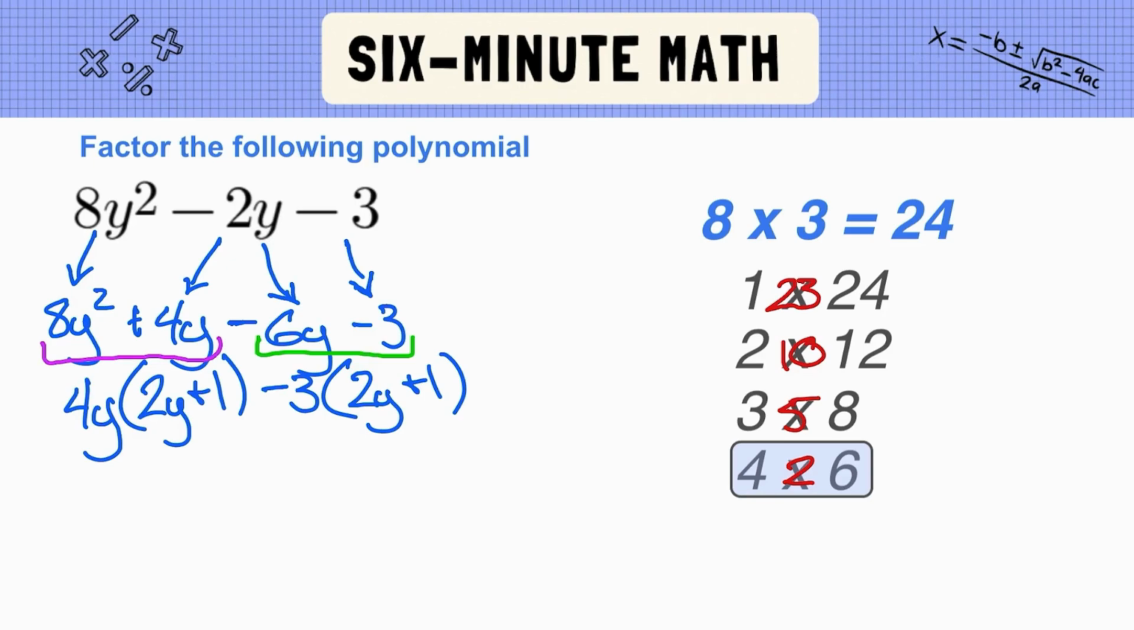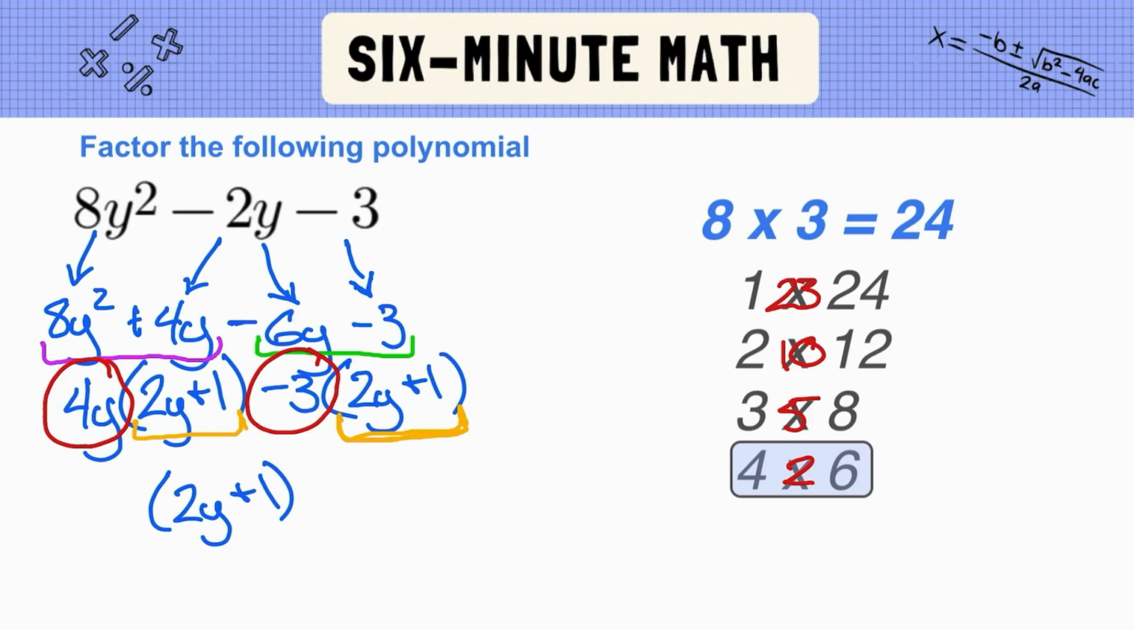At this point, I can pull out my binomial in my brackets because they are the same, making my first binomial 2y plus 1. And what do I have left? 4y minus 3, giving me a final answer of 2y plus 1 times 4y minus 3.